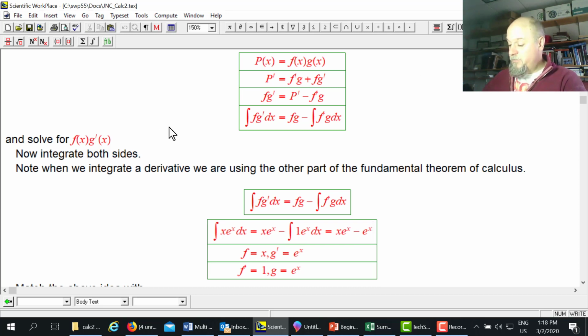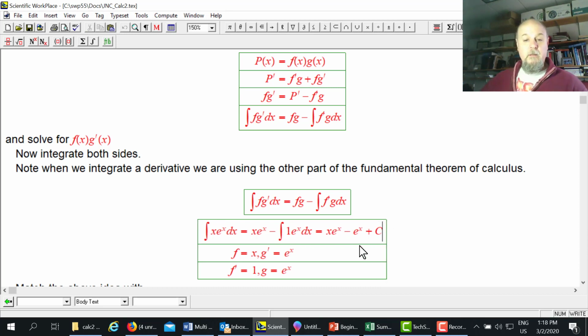And now I'm done, so tack on a plus c. So our original problem was swapped out with a different problem. That different problem was easier, or at least not any harder, so we solved it, and now I've got my answer. I've integrated x e to the x. If I differentiate this, and I'm going to expect you to check that, if I differentiate the answer, I should get back the question, x e to the x.